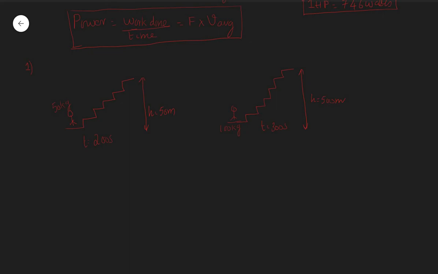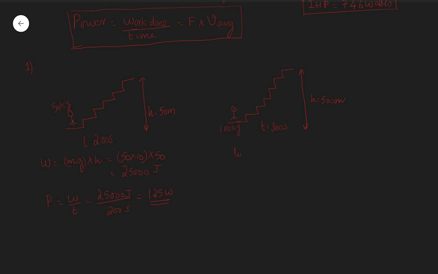To get an indication of who is a better athlete, we can find out power. So here the work done by this person against gravity is equal to mg into h. That's equal to 50 into 10 into 50, that's 25,000 joules. So your power is equal to work done by time, that's equal to 25,000 joules divided by 200 seconds, that is 125 watts.